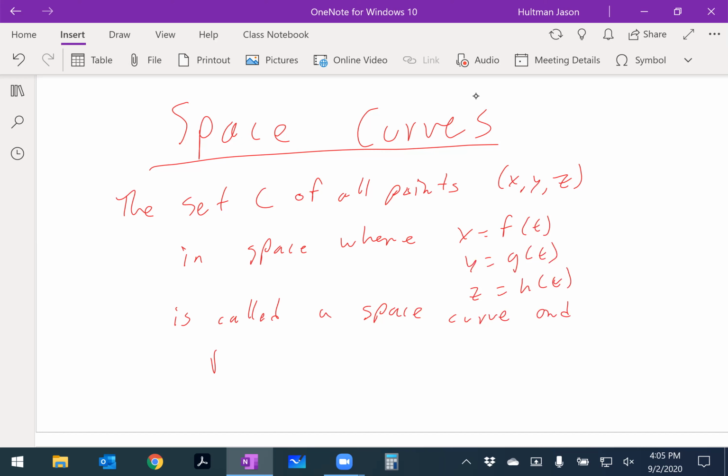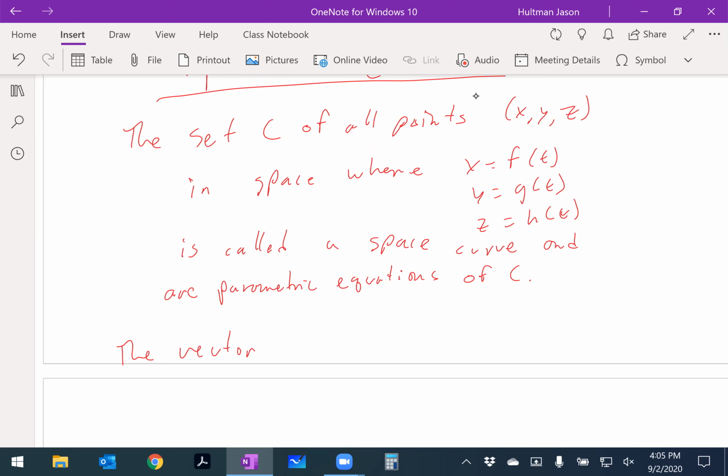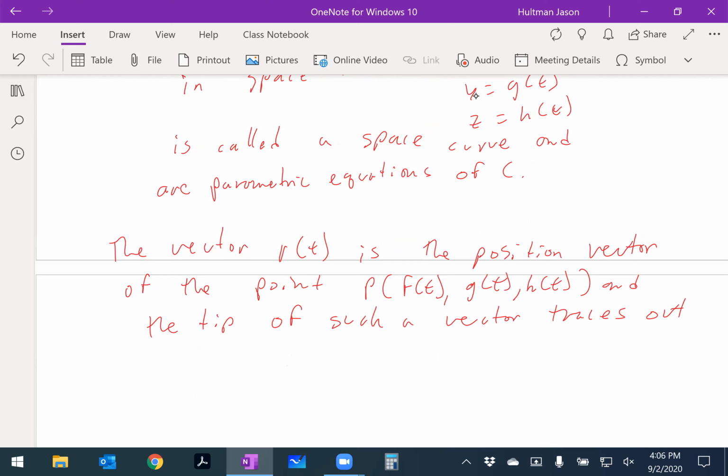And these are parametric equations of C. The vector r of t is the position vector of the point P of f of t, g of t, h of t, and the tip of such a vector traces out a space curve C.